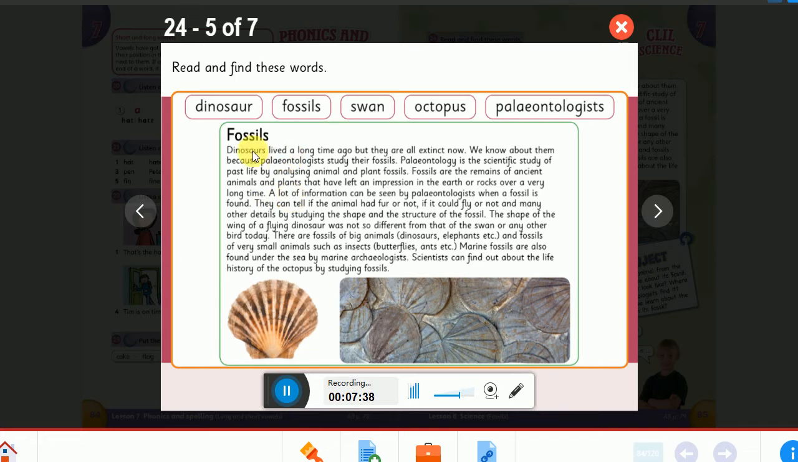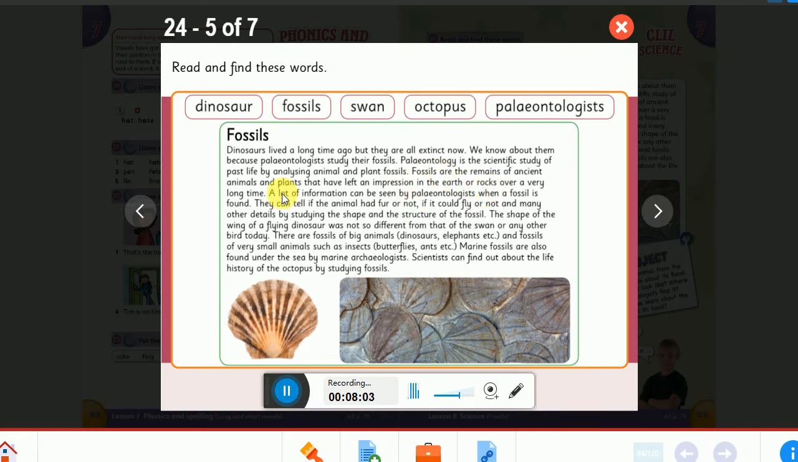Fossils. Dinosaurs lived a long time ago, but they are all extinct now. We know about them because paleontologists study their fossils. Paleontology is the scientific study of past life by analyzing animal and plant fossils. Fossils are the remains of ancient animals and plants that have left an impression or a print in the earth or rocks over a very long time.